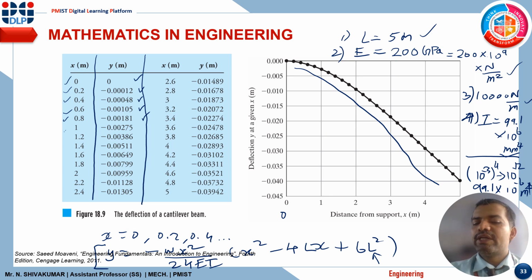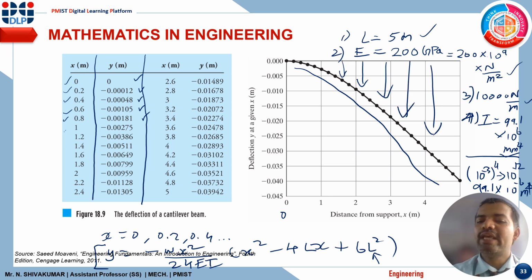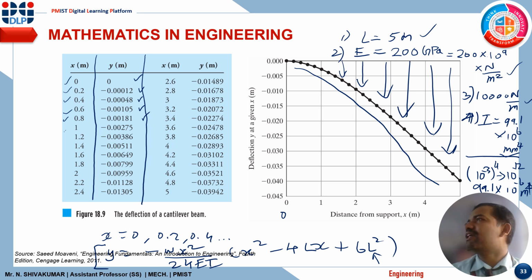When the X value is increasing along the X direction, the deflection is also increasing along the negative Y axis. Why? Because of the increase of load. Every meter, 10,000 Newton is increasing. What is 10,000 Newton? It is around 1000 kilogram. So for each meter, 1000 kilogram of load is increasing.